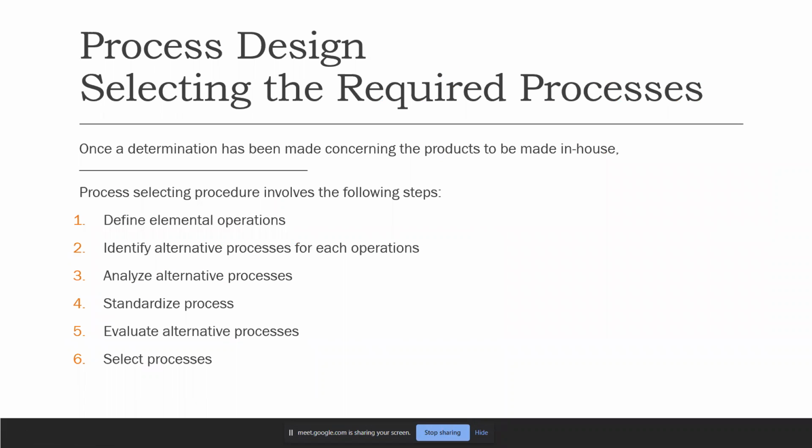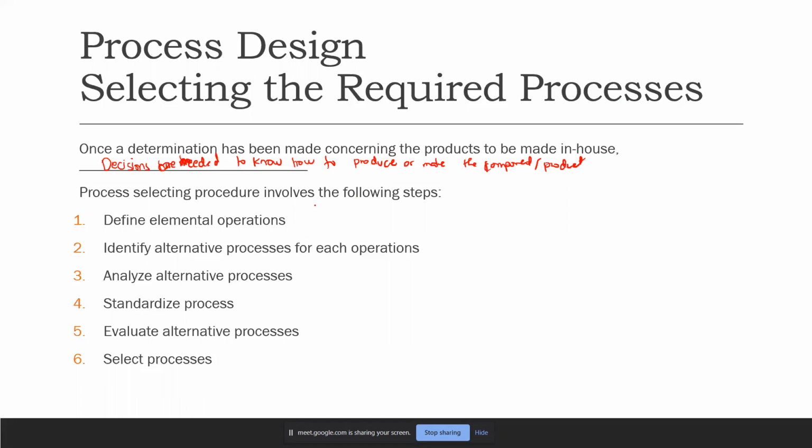Now, for today, tuloy natin. So in selecting the required processes, once a determination has been made concerning the products to be made in-house, decisions are needed to know how to produce or make the product, or let's say component slash product. Okay, so we're following typically these steps.